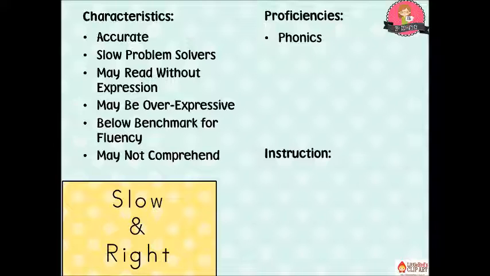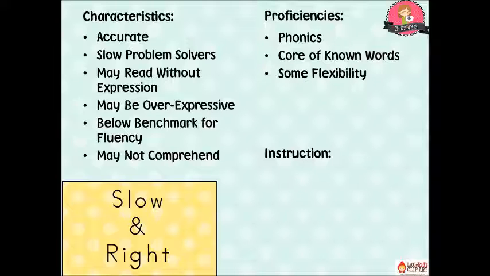So one proficiency of a slow and right reader would be that they're good at phonics. A slow and right reader probably has a strong core of sight words. They probably know a good many words. Otherwise, they wouldn't be so accurate. It means that they know a lot of those little words when they come to them. They're just not recalling them fast enough to get that fluency score up.